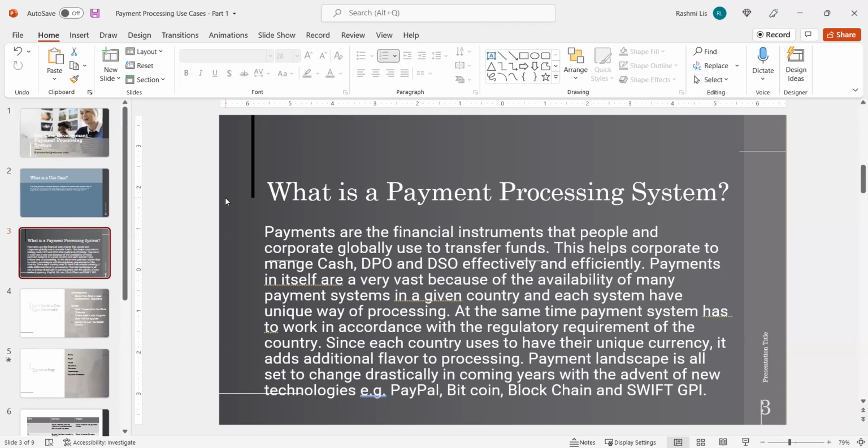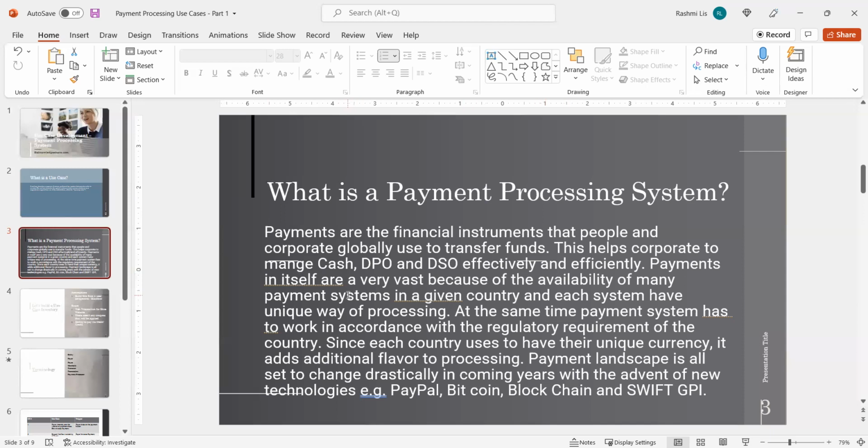So payments are basically financial instruments that people and corporates globally use to transfer funds. So it's basically transferring funds from maybe your bank account to Amazon or the Amazon sellers, or from the credit card company to the Amazon seller. And therefore, it deducts money from the bank account or the credit card, which ultimately hits your bank account. So this helps corporates manage cash effectively and efficiently.